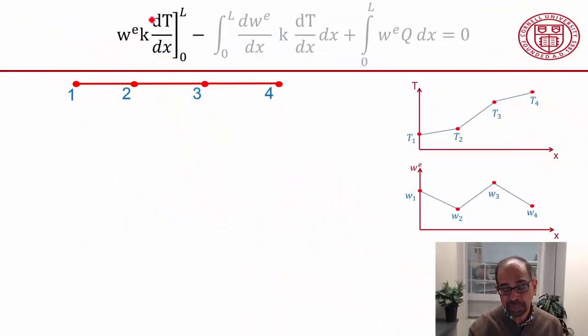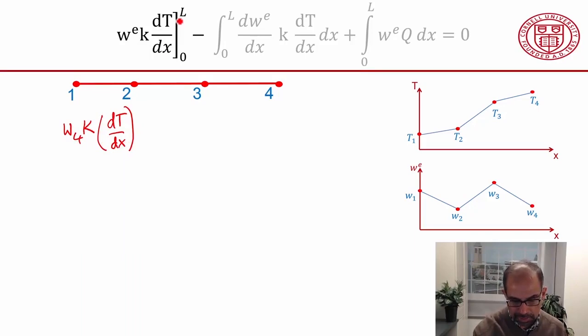Let's consider the first term in the weak form here. I've grayed out the other terms, and we are focusing on this term. I need to evaluate this at x equal to L, which is the right boundary, and W at the right boundary is just W4. That's a constant. And dT/dx at x equal to L is just the value at node 4. Then I need to evaluate it at the left boundary over here, and I'll get a corresponding term.